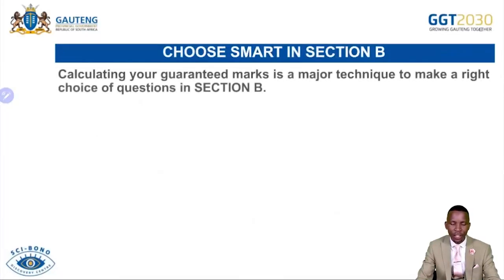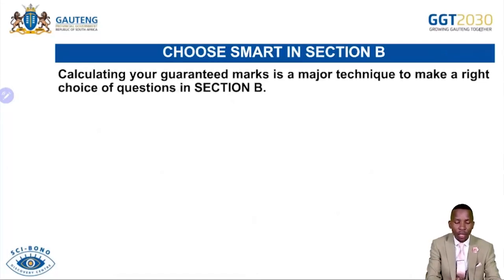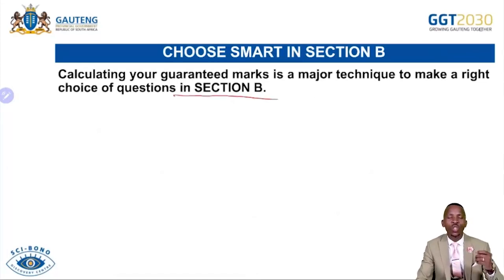So choose SMART in section B. Calculating your guaranteed marks is a major technique to make the right choice of question in section B. Ensure that you have a very, very good choice in there. Do not just choose the question. Some people have the belief that question 2 is always easy. You choose question 2 while question 2 is not as easy as questions 3 and 4. So you need to use what we call an opportunity cost.